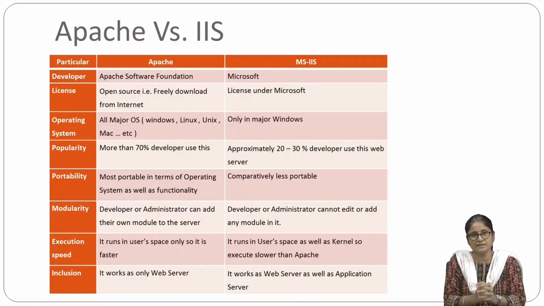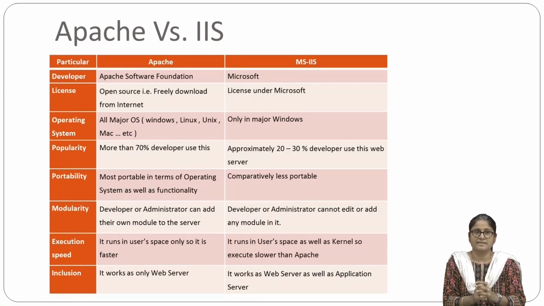Now, let us see the comparison of the Apache and the IIS web server. You can see the Apache column, and the next column is the Microsoft IIS server. The comparison of these two web servers has been mentioned here according to some particular criteria. So, we can see that the Apache server is developed by the Apache Software Foundation, and IIS is developed by Microsoft.